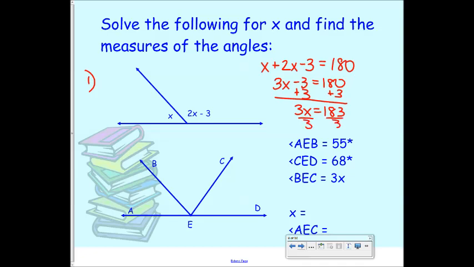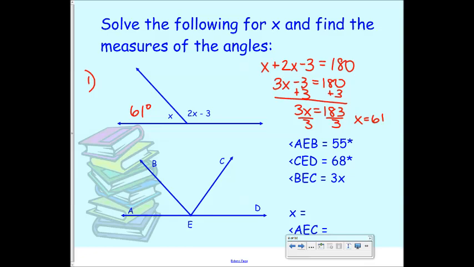All right, so then I plug that in right here. This is 61, because that's just x. So then how could I find the other one? Plug in 61, or just subtract this from 180. Either one of those would work. 2 times 61 is 122, minus 3 is 119.